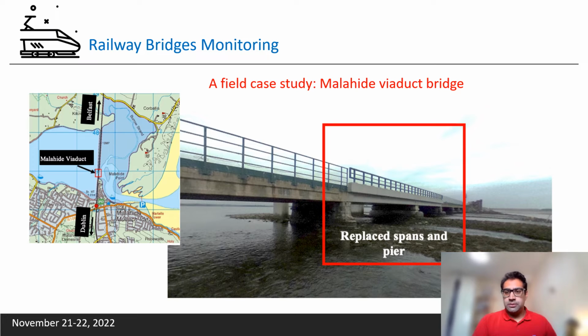This presentation illustrates a recent study from our group relating the railway bridge monitoring technique. Here, a case study of the Malahide Viaduct is discussed. In 2009, two of its spans, span 4 and 5, and a pier collapsed due to scour caused by a flash flooding event. As a result of this collapse, millions of euros were invested to rehabilitate the viaduct in the form of two new spans and one new pier. They are also shown in the red box here. This could have been avoided with the help of an effective monitoring strategy.